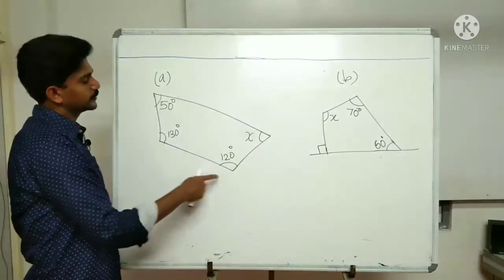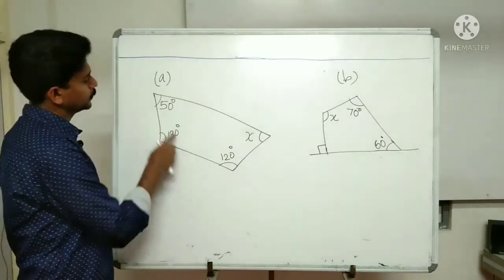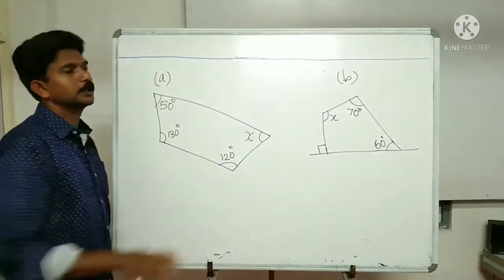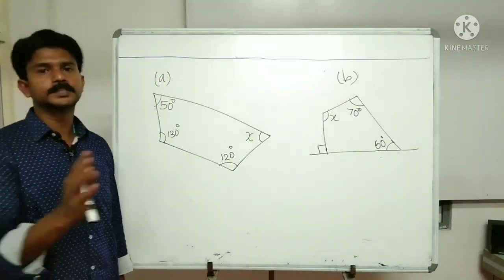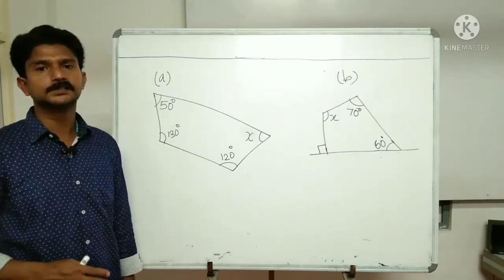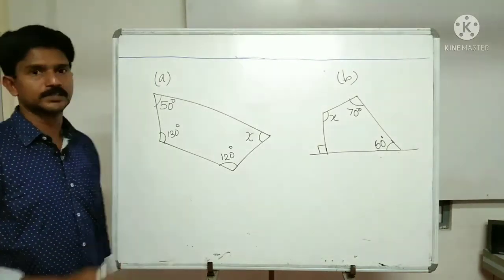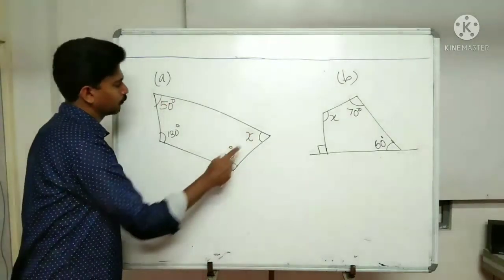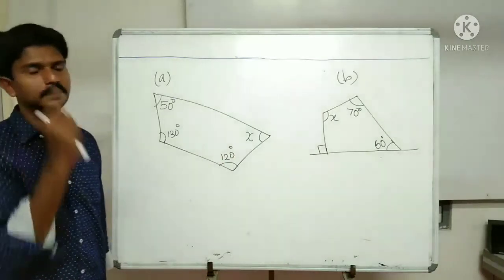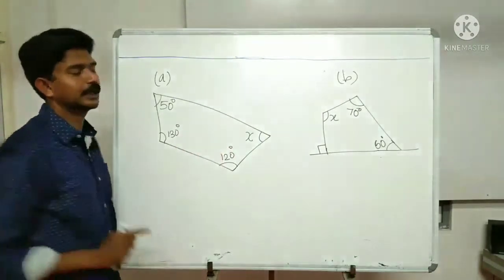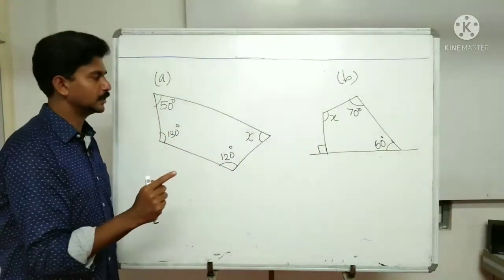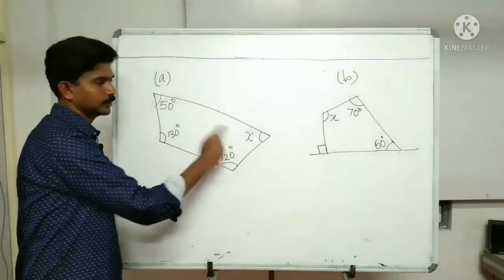Since we can see it is a quadrilateral, how many sides do we have? 4 sides. We know that, as I said just before in the class, the sum of measures of interior angles of a quadrilateral is equal to 360. So when you add all 4 angles, we get 360. So what is the x value? Think, calculate and find the x value.